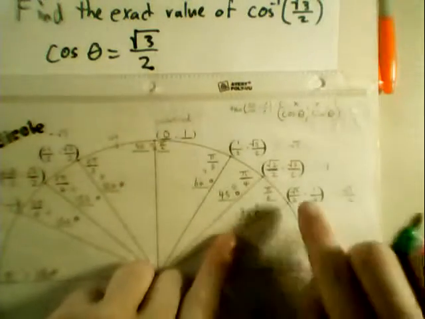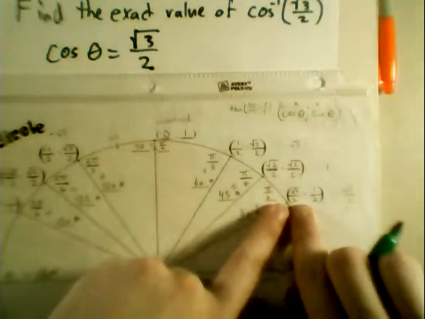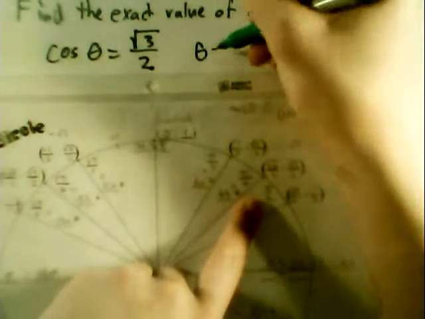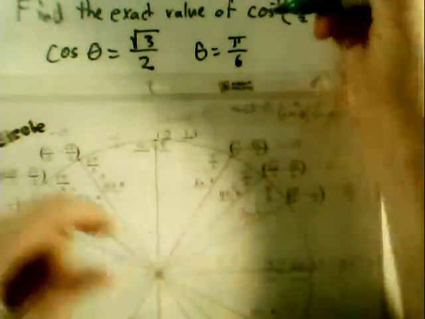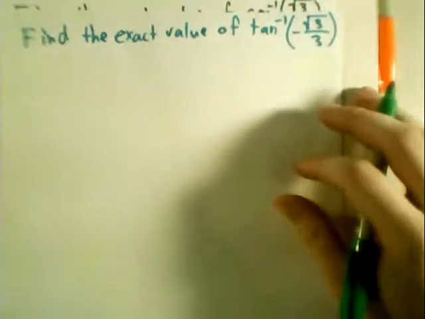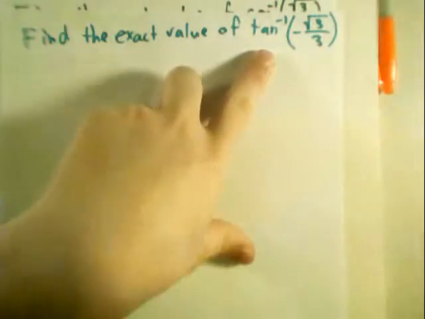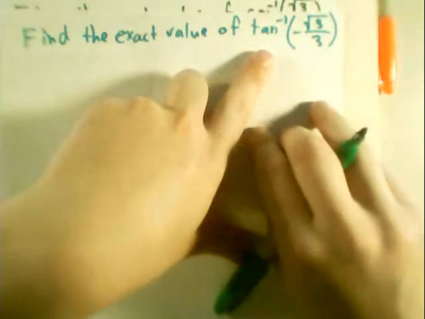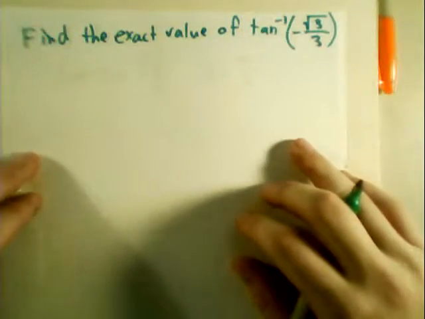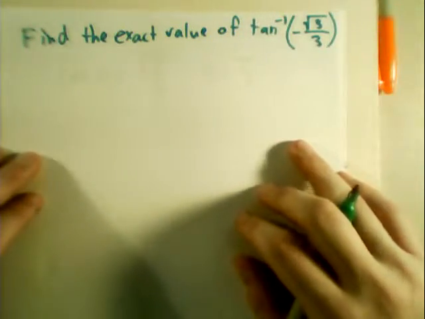So if you look over here, cosine is our x. So at pi over 6, cosine equals that value. However, if we do one where it's like find the tangent inverse value of the negative square root 3 over 3, it gets a little more difficult.